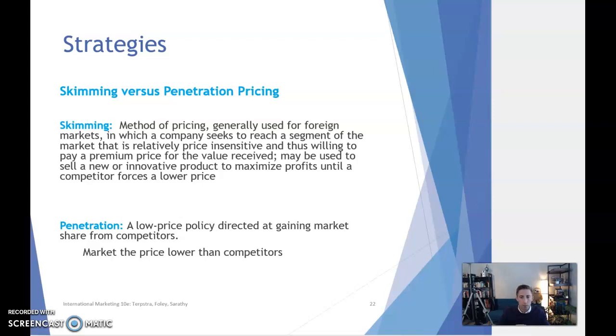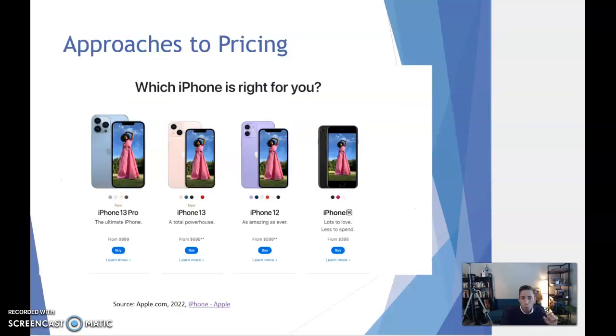Low pricing policies to gain market share is penetration. So skimming is we just want to skim the surface. Penetration is we want to get in that market and grab shares. So we'll price lower than the competitors. And if it's below our costs, we have to be careful so we don't get fined for dumping. So you have to be careful with that. Well, when can we do kind of both? When are we skimming and penetrating the market?